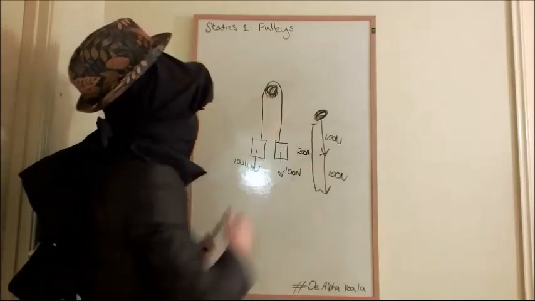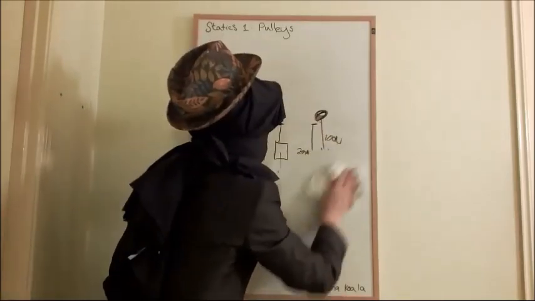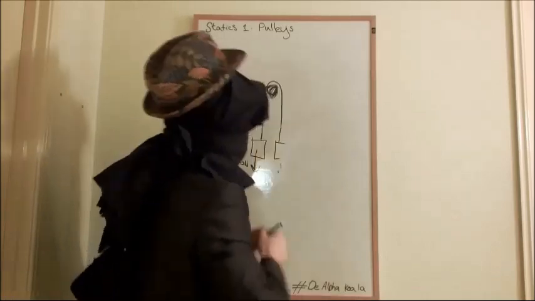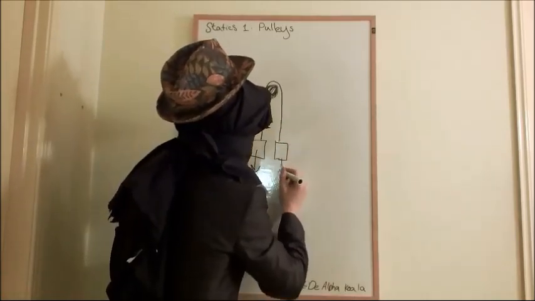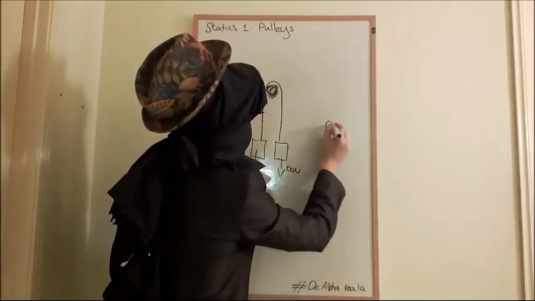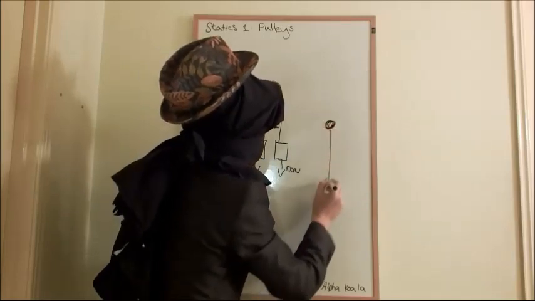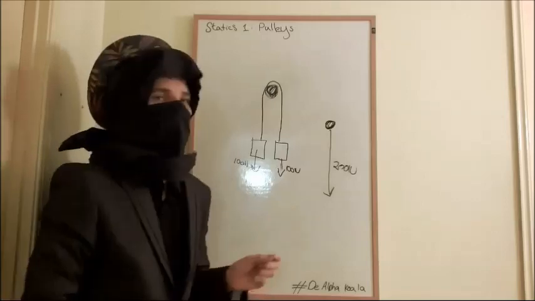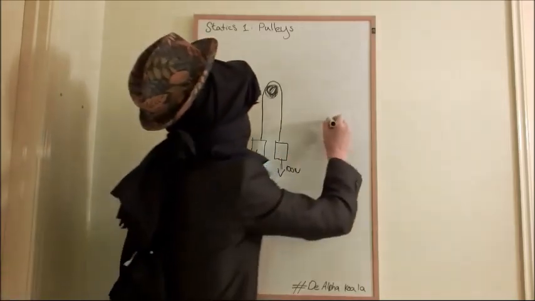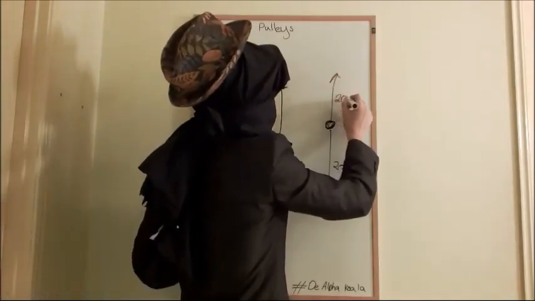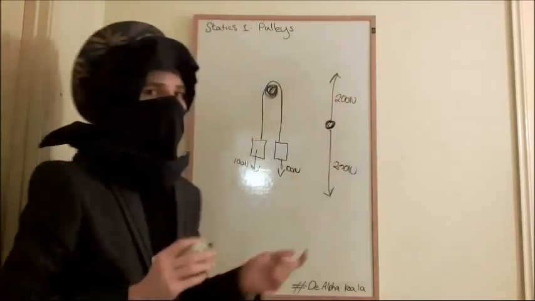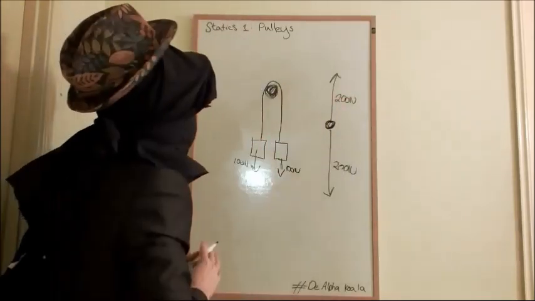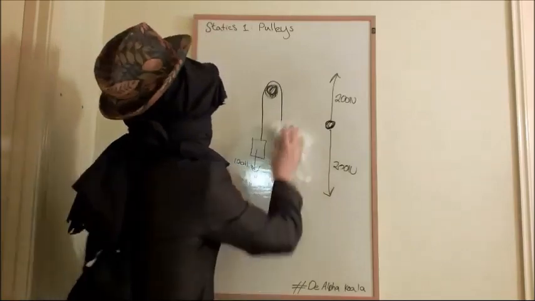So to keep that in place, if we draw a free body diagram for the pulley, if it's going down at 200 newtons, then to stay in equilibrium, it must be getting pulled up at 200 newtons. So the force required to keep this pulley at equilibrium is going to equal 200 newtons in the up direction. Alright.